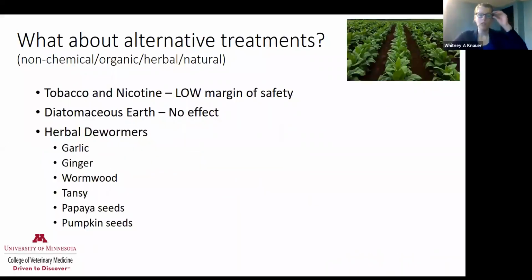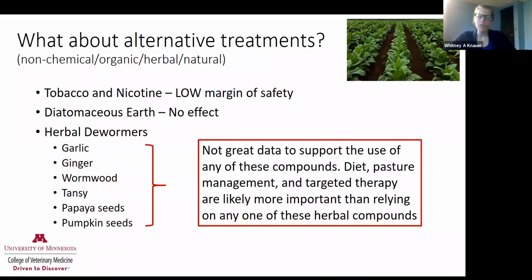And then what about other alternatives? So tobacco or nicotine, those beautiful tobacco fields there in the corner. There's a really low margin of safety there for nicotine. Diatomaceous earth has no effect. There have been some studies that have shown that it doesn't do anything. What about herbal dewormers? So garlic, ginger, wormwood, tansy, papaya seed, pumpkin seed. These are the herbal treatments that people talk about, and there's really no great data to support their use.